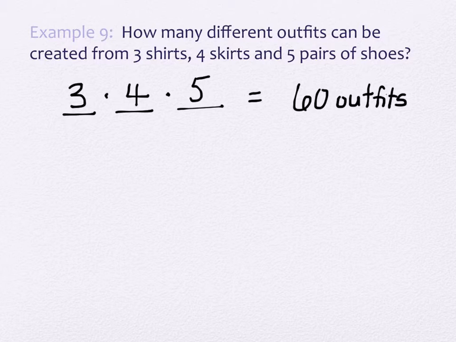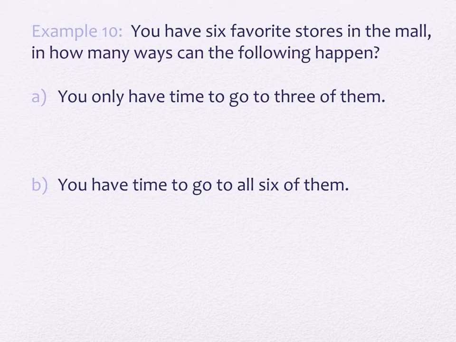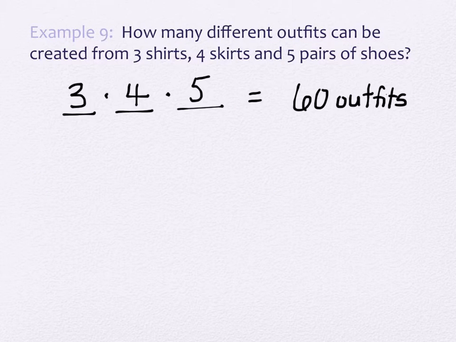Okay, another example of this. We're going to go to the mall, because where else are we going to buy our clothes, right? All right, so we have 6 favorite stores in the mall. In how many ways can the following happen? A, you have time to go to only 3 of them. So see, over here I wrote 3 lines because my outfit would be incomplete if I wasn't wearing all 3 of those things. Would you agree?